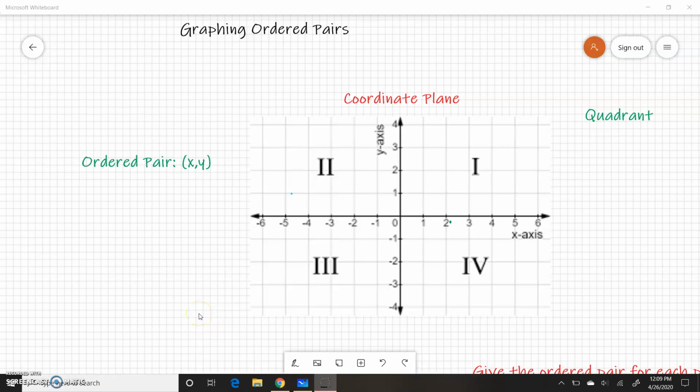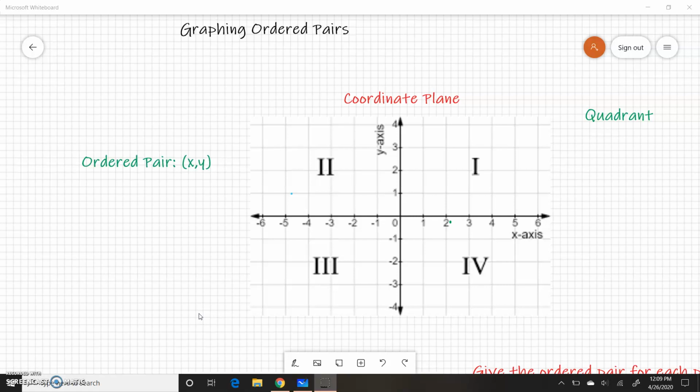Okay, today we're going to be graphing ordered pairs. So before we start into examples of the kind of questions you're going to have today, there's a few things that I need to explain as to what you're going to be looking at and some of the terms that they're going to be using today.